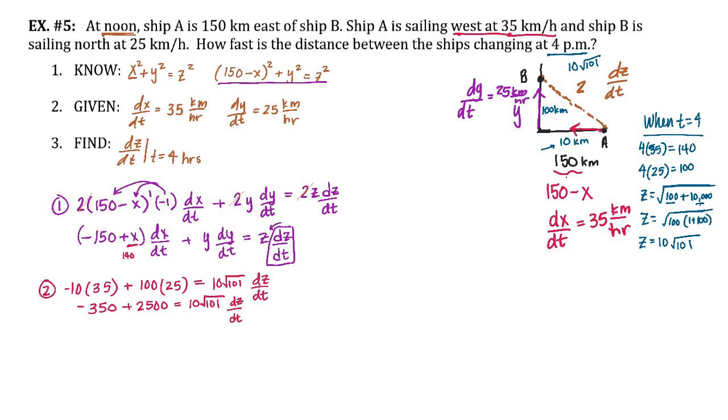All right, so let's combine those. If we do, that's going to leave me with 2150. Then I'm going to divide by 10 root 101, and that's going to leave me dz/dt. And here, the only simplifying I would expect would be that, and so you're finished with it. Do leave this with the radical in the denominator. We do need units. Units would be kilometers per hour, so definitely include those units.